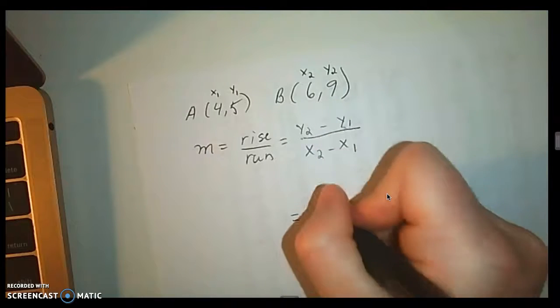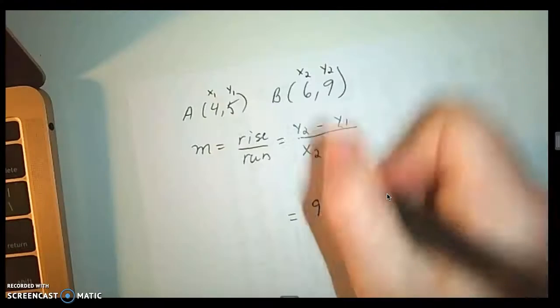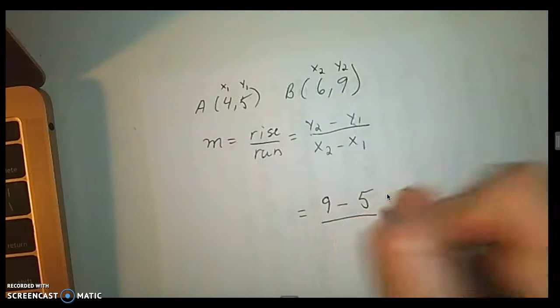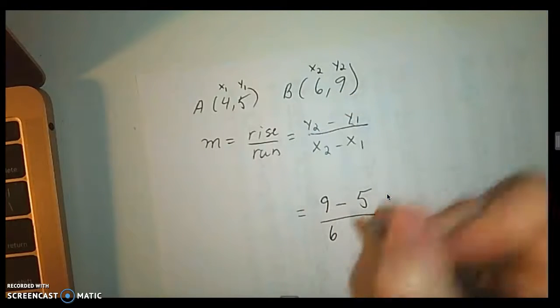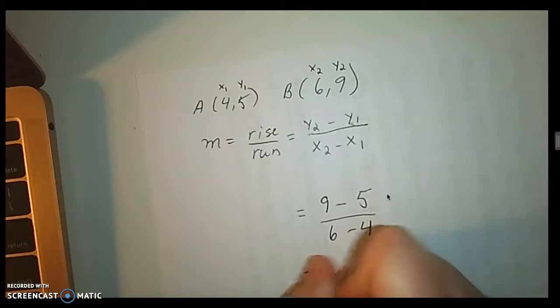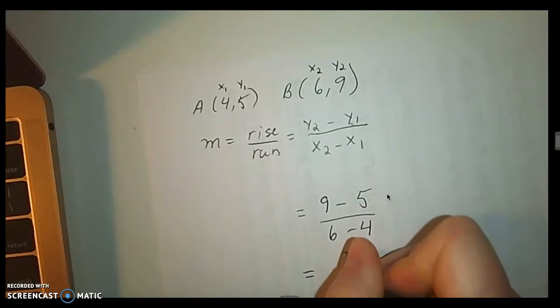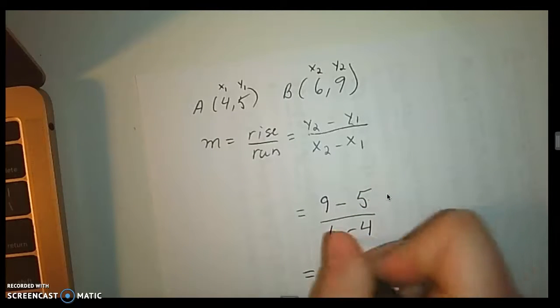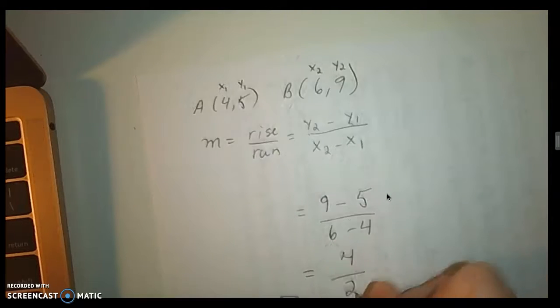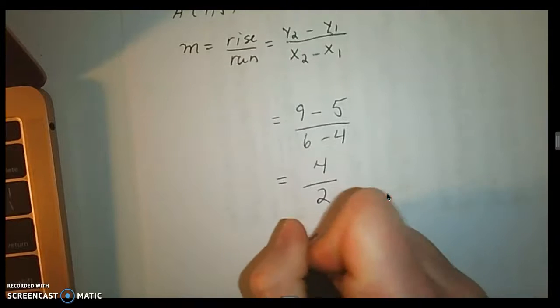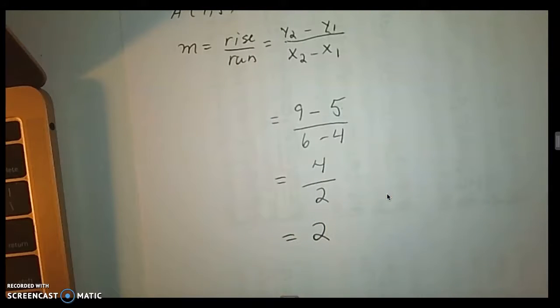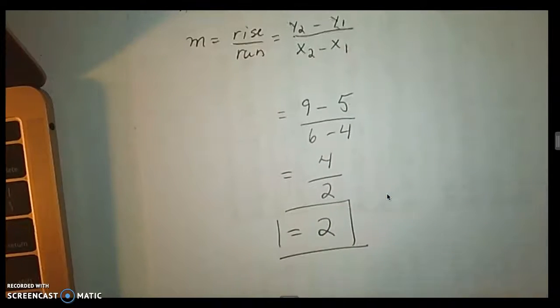So y2 is 9, y1 is 5, x2 is 6, x1 is 4. So I've got 9 minus 5, which is 4. And I've got 6 minus 4, which is 2. And if I simplify that, it gives me a slope of 2. Okay, so my slope for that one is 2.